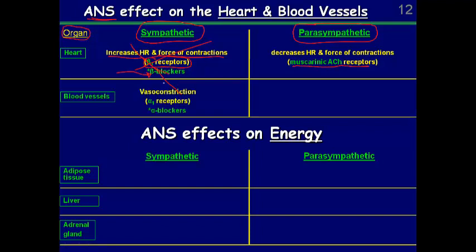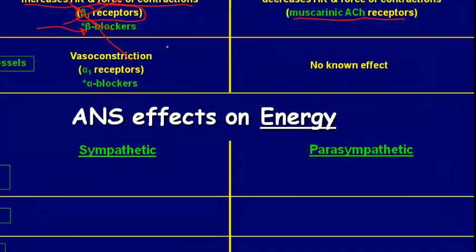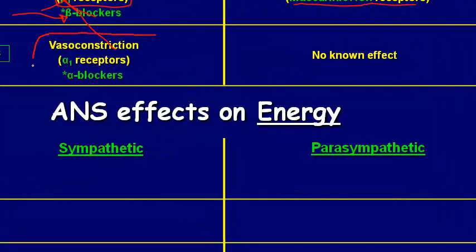Okay, next organs are blood vessels. Blood vessels are sympathetically innervated and not parasympathetically innervated. What do the sympathetic neurons do? They cause what we call vasoconstriction. So that takes these blood vessels and makes them smaller, constricts them. And what that helps us do is ultimately it helps increase our blood pressure, which again is a sympathetic response.